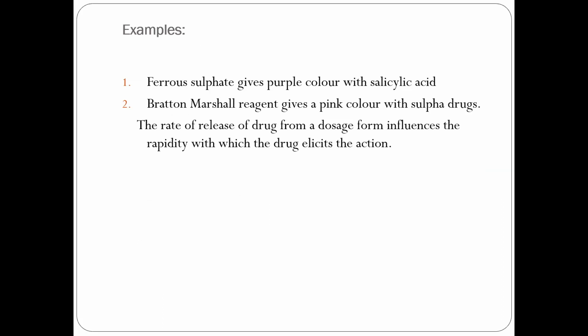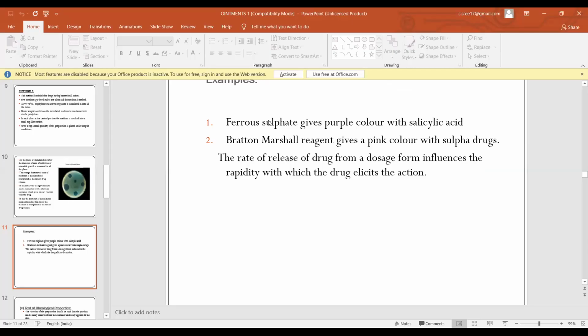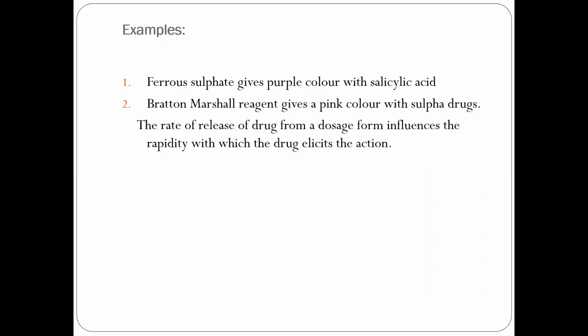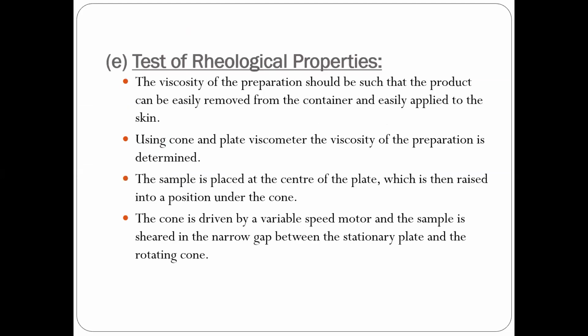For example, ferrous sulfate gives a purple color with acetic acid. Then BM reagent gives a pink color with sulfur drugs. The rate of release of drugs from a dosage form influences the rapidity with which the drug produces its action.